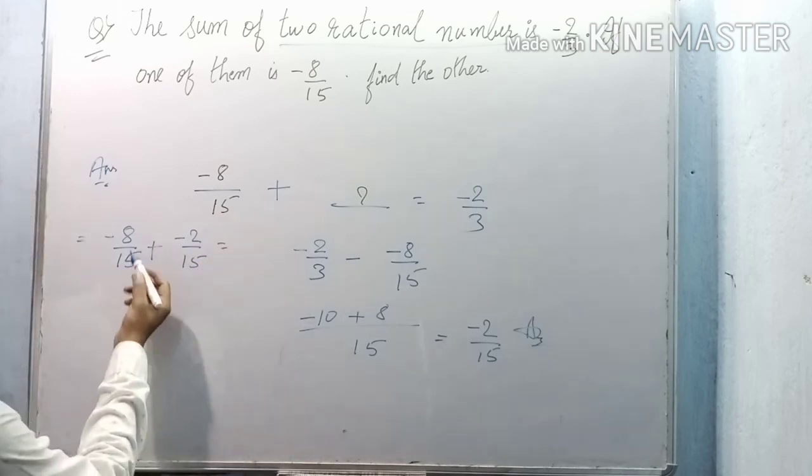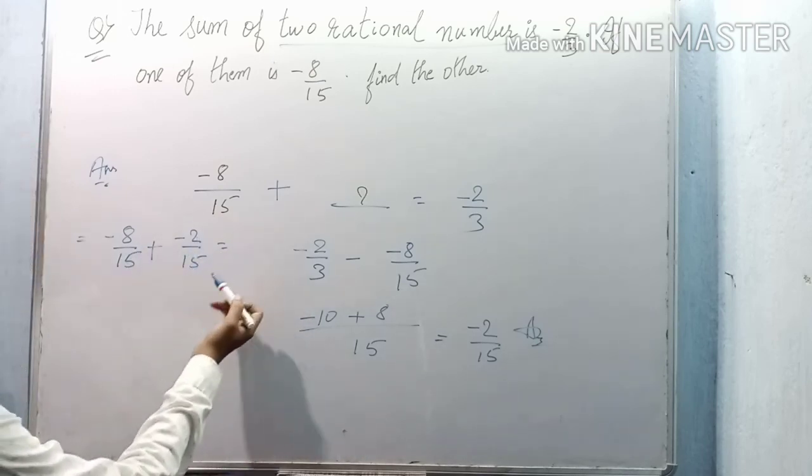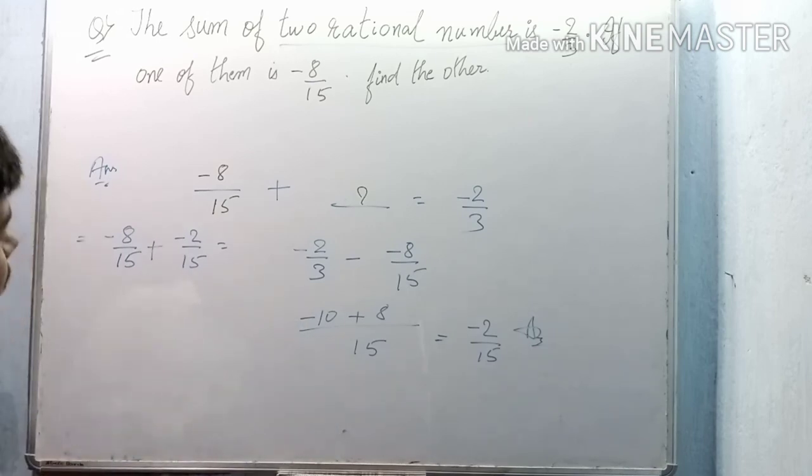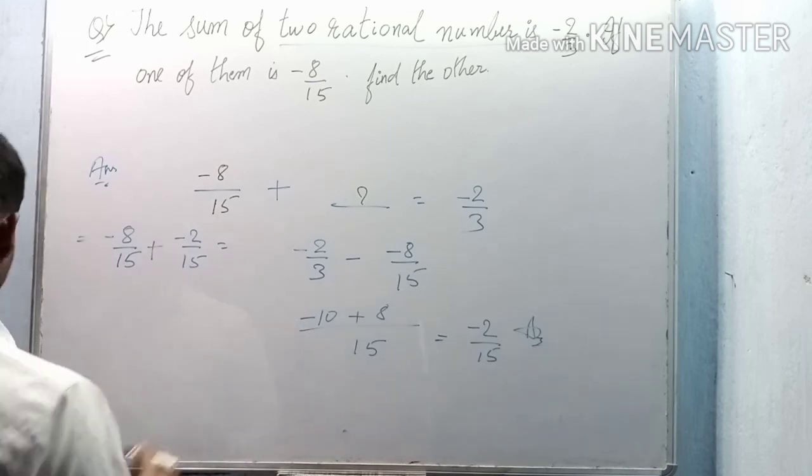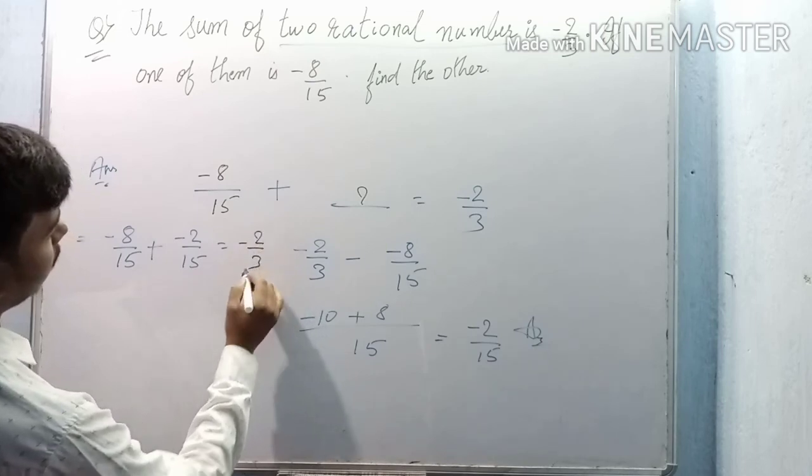We will solve minus 8 by 15 plus minus 2 by 15. We should get minus 2 by 3. So we will solve.